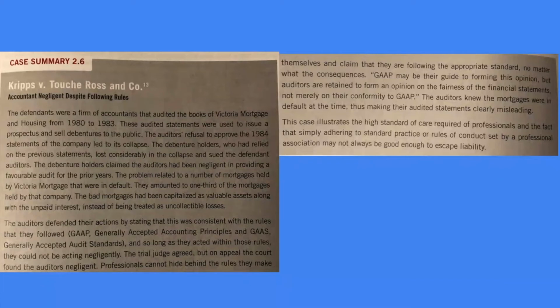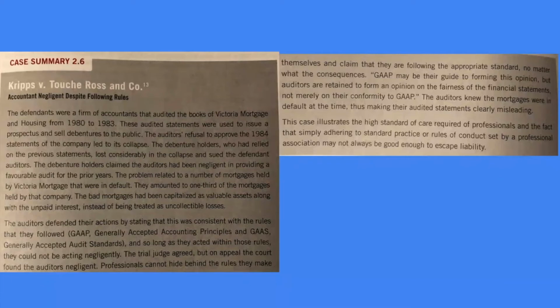The auditors refused to approve the 1984 statements of the company, which led to its collapse. The debenture holders, who had relied on the previous statements, which were the ones from 1983, lost considerably in the collapse and sued the defending auditors. The debenture holders claimed that the auditors had been negligent in providing a favorable audit in prior years.